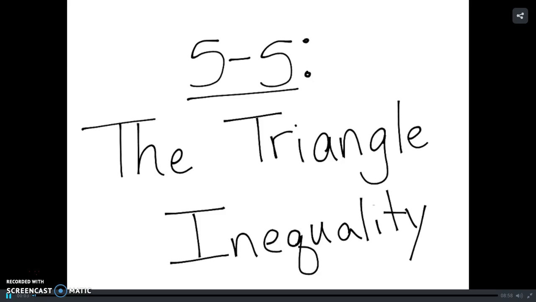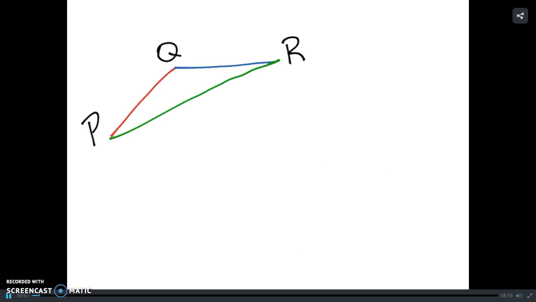We're talking about the triangle inequality theorem. The triangle inequality theorem helps us decide if we had three lengths of some material, wood, PVC pipe, pieces of string, could we create a triangle? So you'll see here we have triangle PQR, and it's obviously a triangle because each of its vertices connect up. It's a closed figure.